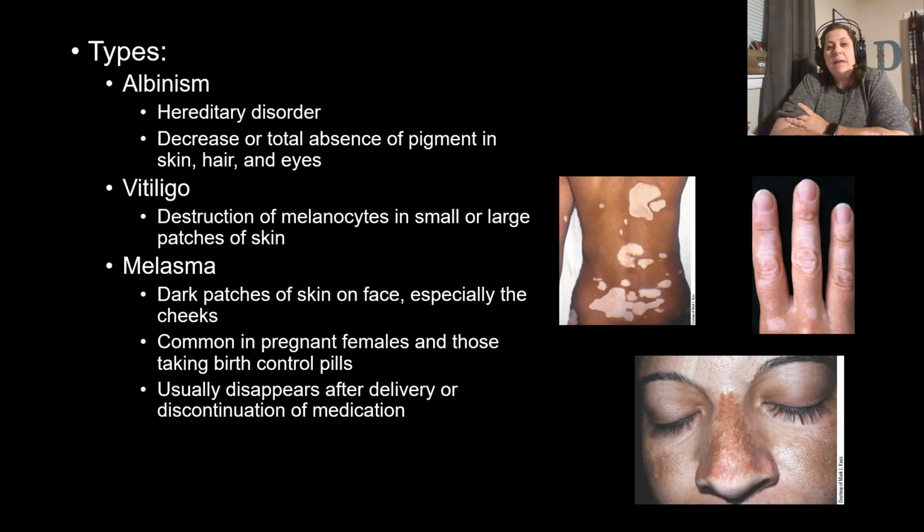Another type of pigment issue is vitiligo. This is destruction of the melanocytes in a small or large patch of skin. There could be an autoimmune issue with this when we talk about vitiligo. You can see some of the examples over here. There are some famous people who had vitiligo. Joe Rogan has it, as well as Michael Jackson.